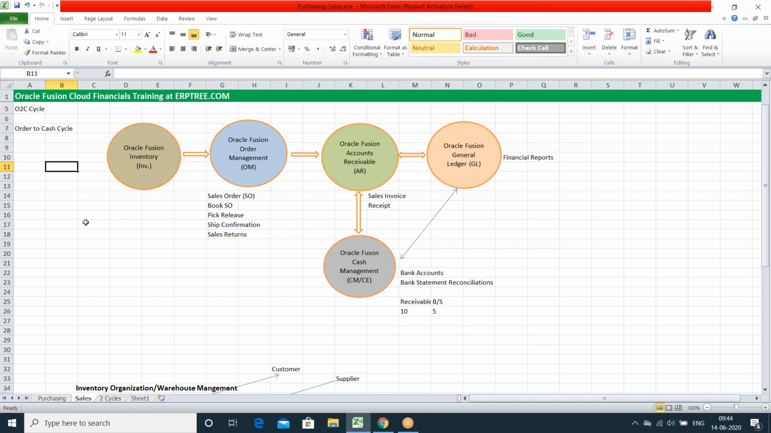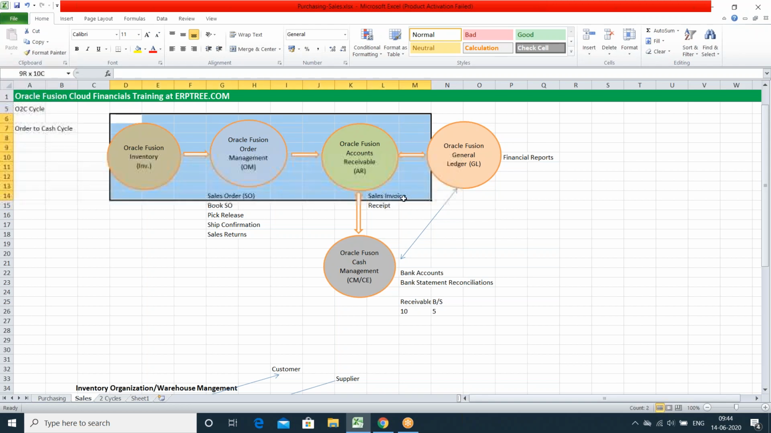In this process, right from the order till we receive the cash, the activities can be handled, and the sales department should be in touch with the inventory department. So primarily these three departments are involved in this O2C cycle, order to cash.